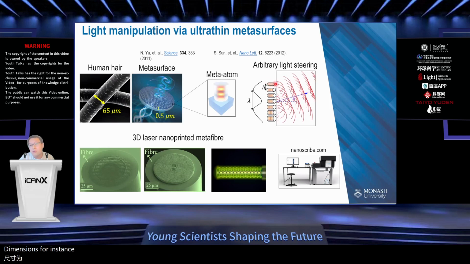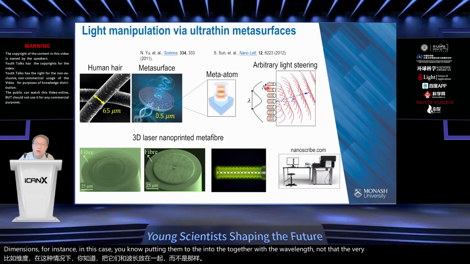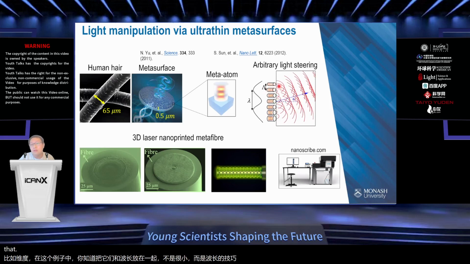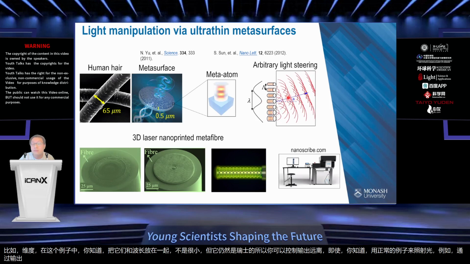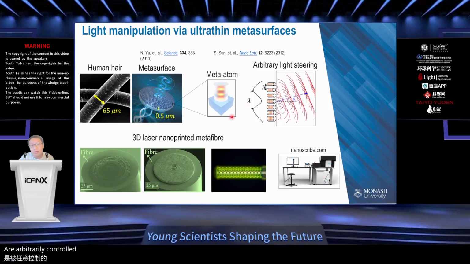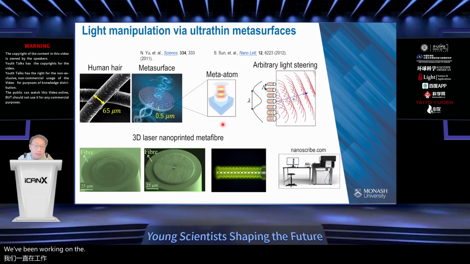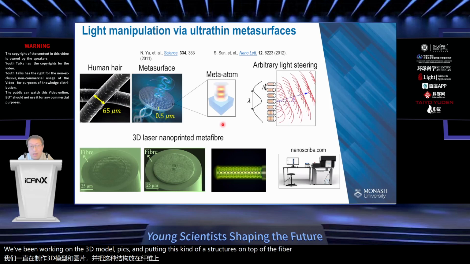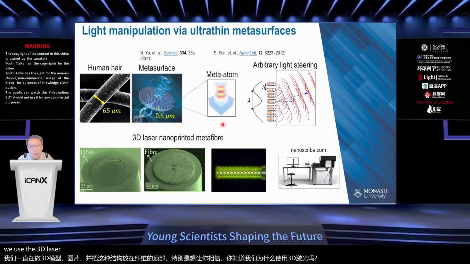For instance, in this case, putting them together with wavelengths not that small, but still sub-wavelength, you can control the outgoing wavefront, even when shining the light at normal incidence, for instance. The outgoing wavefront can be arbitrarily controlled. So today I'm going to present a few examples from our recent efforts. We've been working on 3D meta-optics and putting this kind of structure on top of the fiber, and especially I wanted to convince you why we use 3D laser printing for this kind of device.